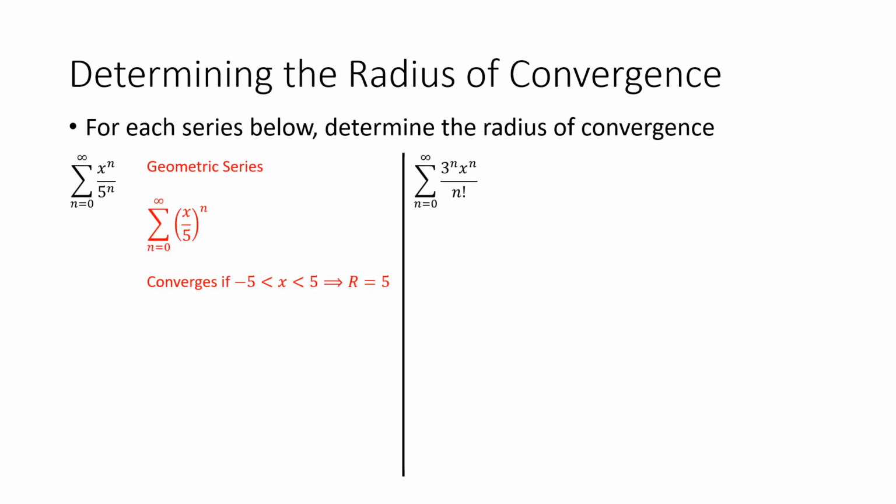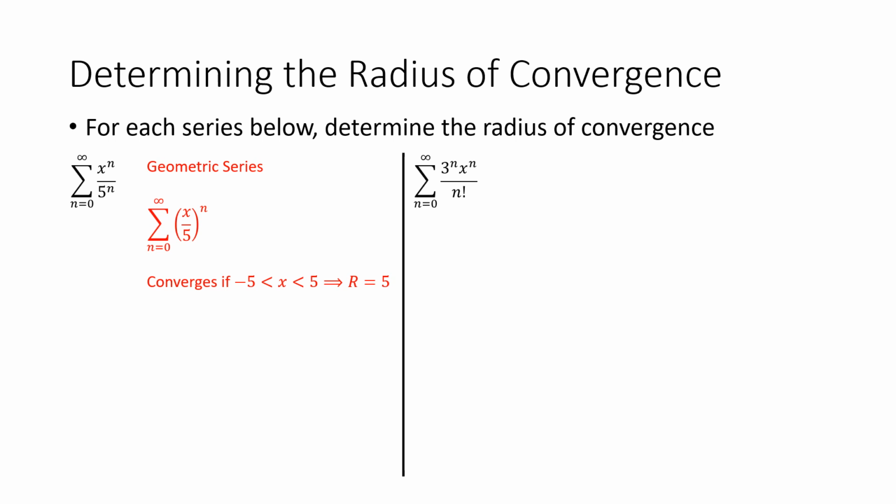If you recall, a geometric series will converge if the number raised to a power is less than 1, or more specifically, the absolute value is less than 1. That means if x is between -5 and 5, the inside will have an absolute value that's less than 1. Because we can go 5 to each side of 0, that gives us a radius of convergence of 5. Now, let's take a look at the next series.